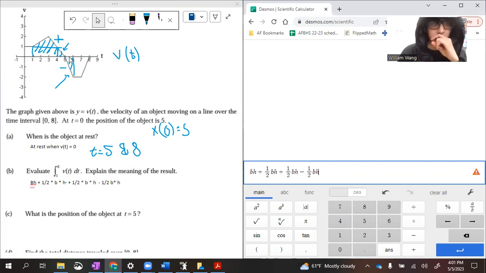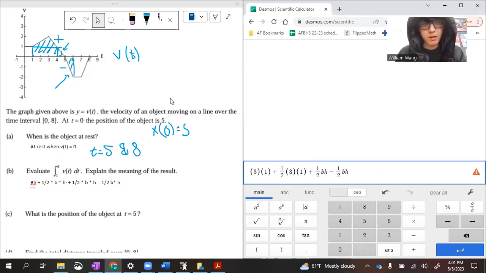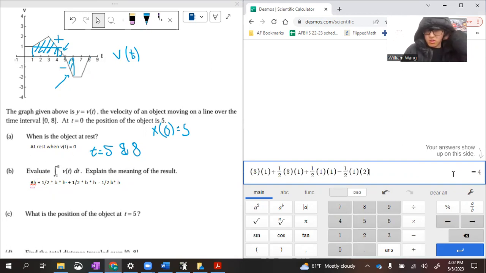Now let's just plug in my values. So first, this rectangle, the base is from 1 to 4, so it's 3, times my height, which is 1. The triangle on top of it, so this triangle right here, has a base of 3, a height of 1. Cool. This triangle right here is also positive, that has a base of 1 and a height of 1. All right, this triangle right here, I'm going to count that as negative, right, because it's below the x-axis. So that has a base of 1 and a height of 2. So evaluate this. Turns out this is equal to 4.